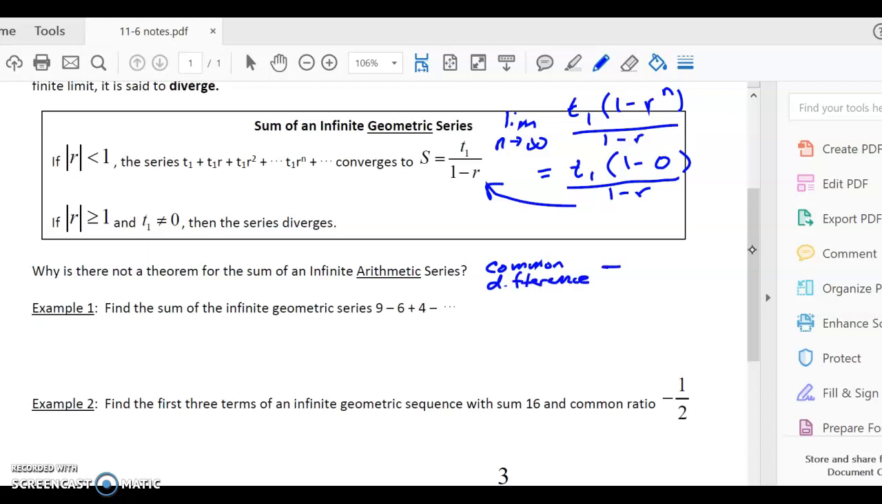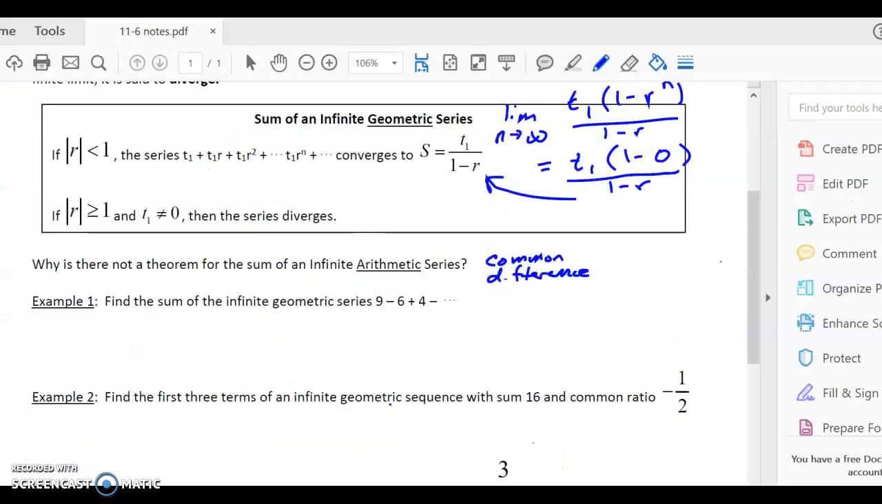And that common difference is going to lead to the sum being infinity or negative infinity over time, because you have a positive slope or a negative slope. So you're going to be adding all your terms on a positive or negative slope, which is going to create a divergent situation where your sum is going to be infinity or negative infinity. Let's look at example 1.